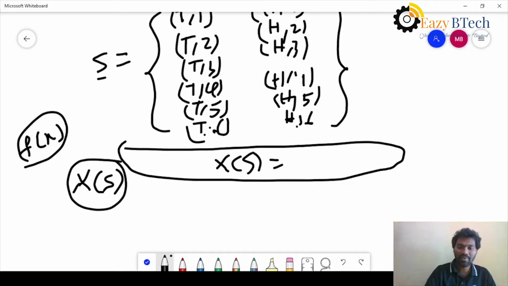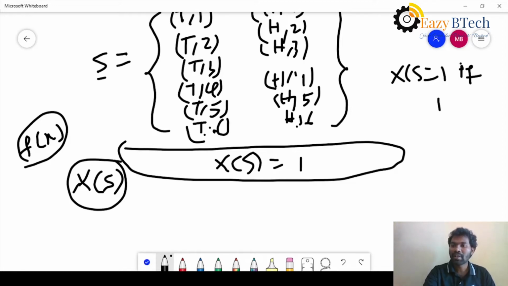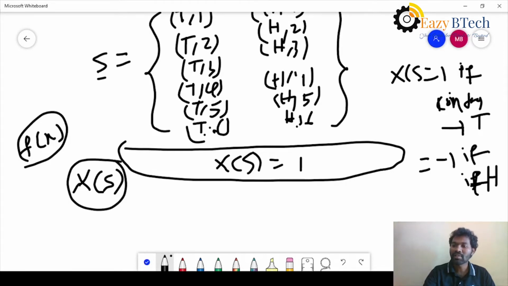Suppose I am assuming X of s equal to 1. I will define here X of s equal to 1 if the coin faces tail, and minus 1 if it is H. So that means if the coin faces tail, I will take the value as 1. If the coin faces head, I will take the value of minus 1.